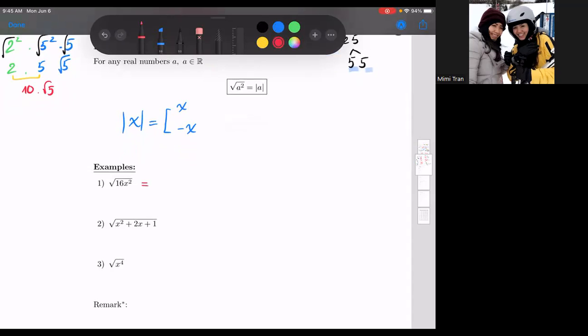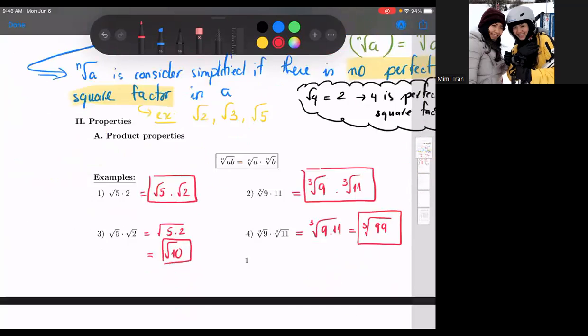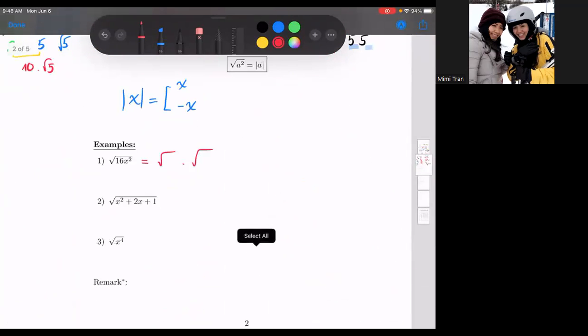If I was you, I'm going to break apart the 16 and the x squared because they are two different things, right? 16 is a number, x squared is a letter, so I'm going to break it apart using what rule here? What rule did we just learn? Product rule, right? So I can break it apart into square root of 16 times square root of x squared.